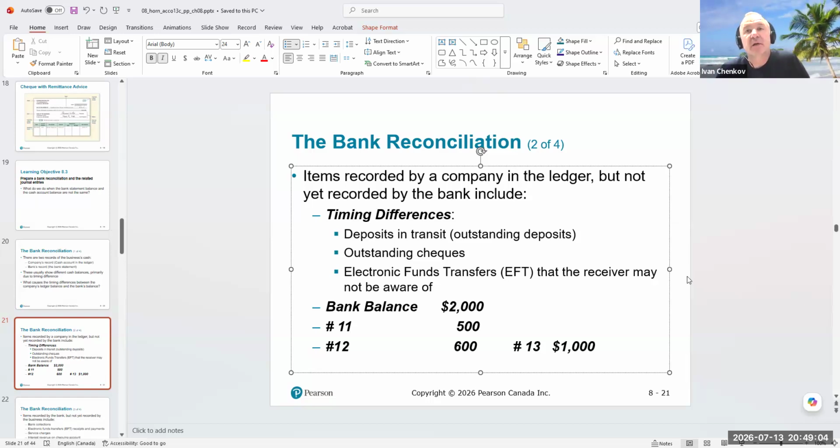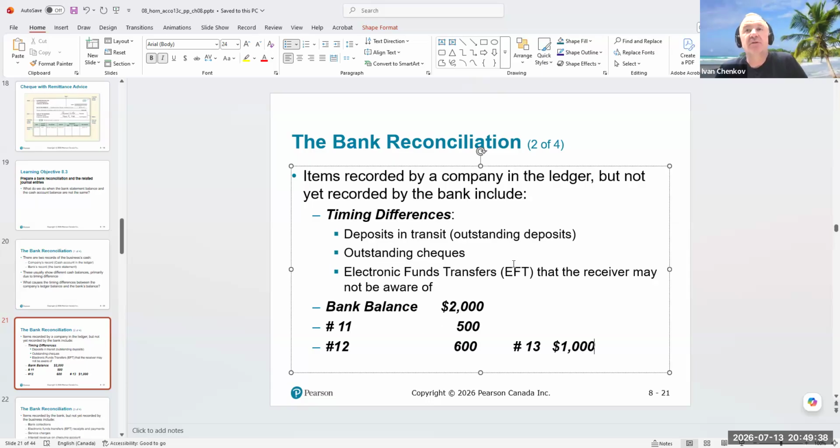How much money available do I have after those two checks are clear from the bank? $900. So if I issue another check for $1,000, there will be insufficient funds. Make sense? For that reason, we have to do those adjustments in our bank balance once we see the bank balance.